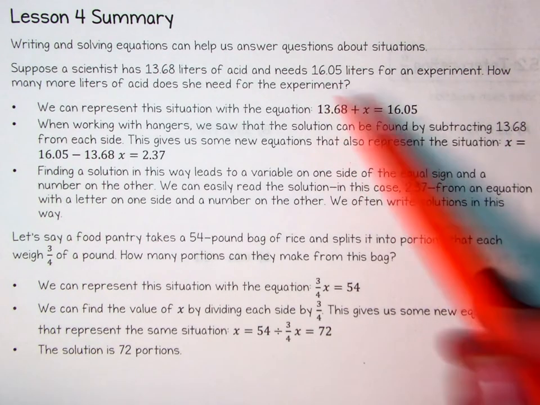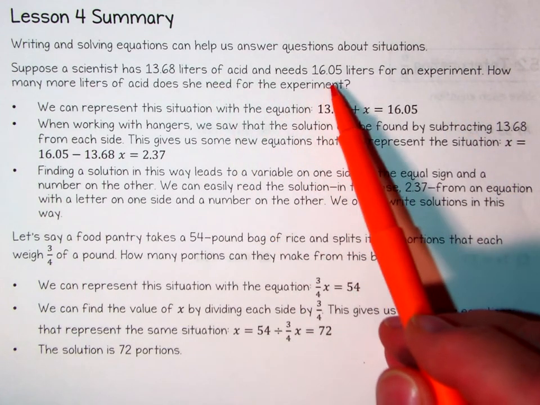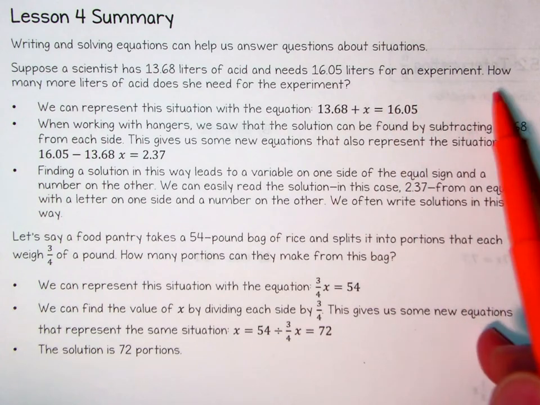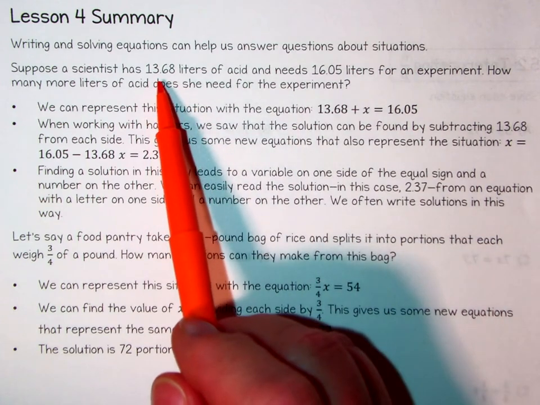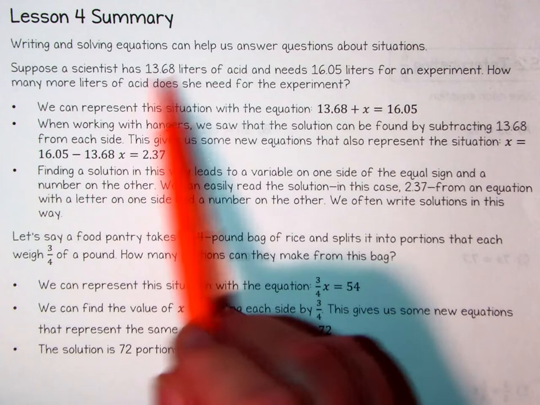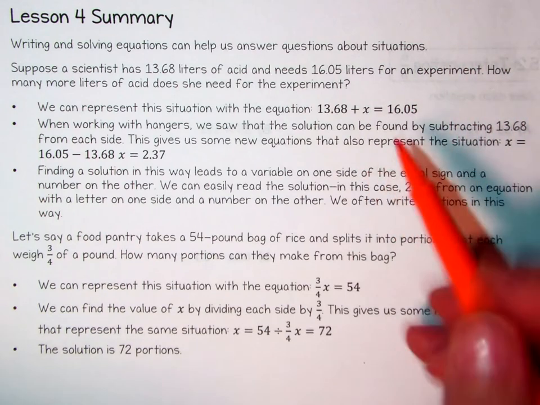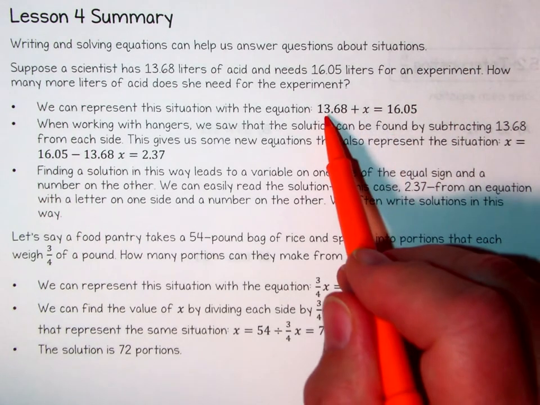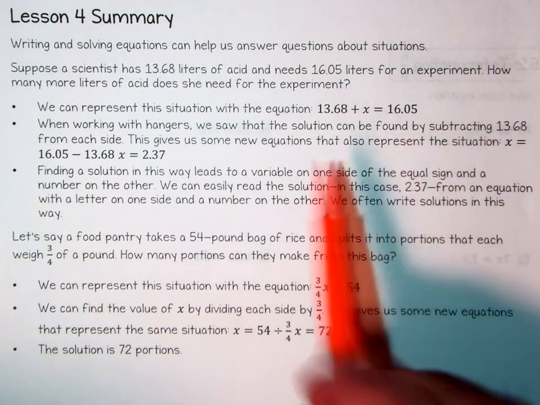So, suppose a scientist has 13.68 liters of acid and needs 16.05 liters for an experiment. How many more liters of acid does she need for the experiment? So she has 13.68, she wants 16.05. What does she need to add to 13.68 to get 16.05? So that unknown amount you represent with a variable: 13.68 plus what equals 16.05.